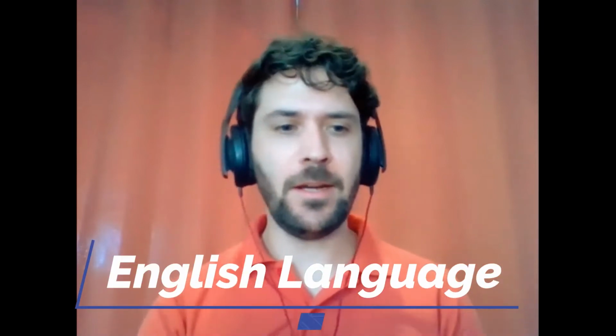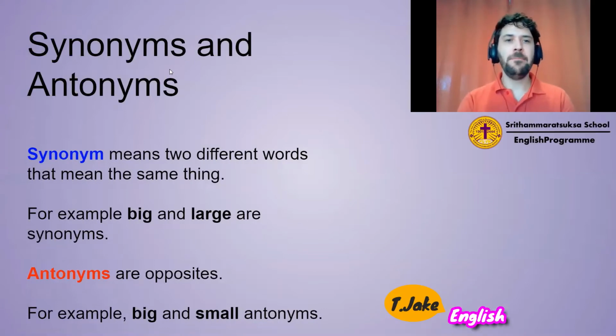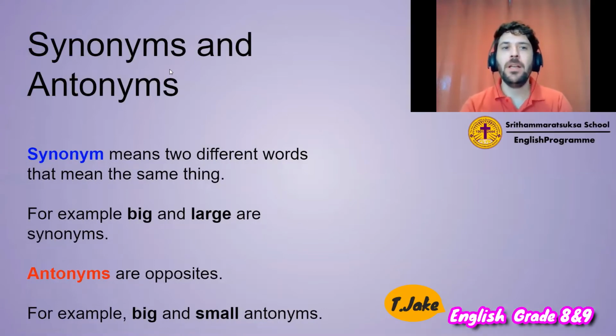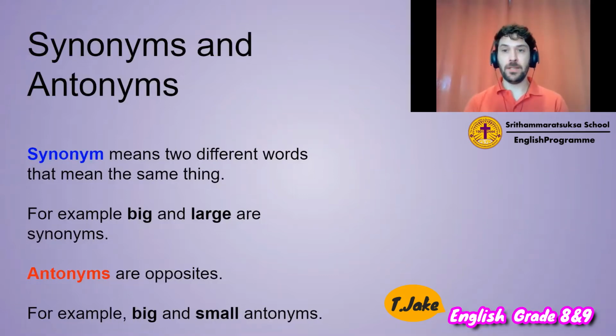So let's get started. Okay, so today we're going to talk about synonyms and antonyms. A synonym is two words that mean the same thing. For example, big and large are synonyms. They both mean big, okay? Antonyms are opposites. For example, big and small are antonyms.